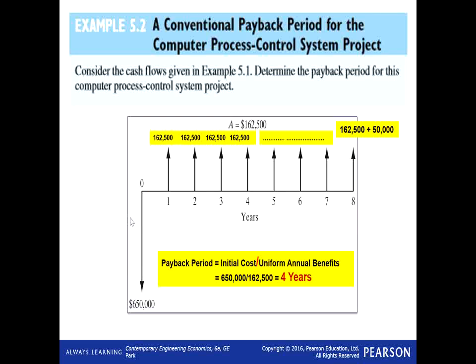Now, I will continue with the same example. Example number 5.2, a conventional payback period for the same example which we have already solved, which is in front of you. In this example, you can see that we have an equal net cash flow, which was positive. So, how to calculate a payback period? If you look at the bottom of your screen here, this is the formula to calculate a payback period. Initial cost, which is 650,000, divided by the uniform annual benefit, which is 162,500. So it's 4 years. If I look up here, 162 plus this plus this plus this, by this time we will recover our investment in 4 years. So my payback period is 4 years.